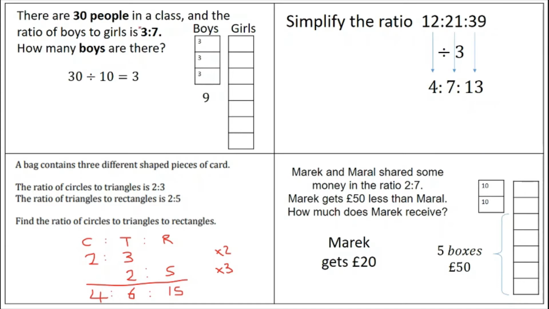If there's 3 to 7, we've got 10 boxes. 30 people divided by the 10 boxes means each box is worth 3. 3, 6, 9 boys all together.